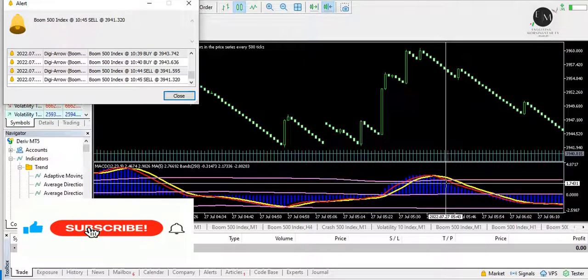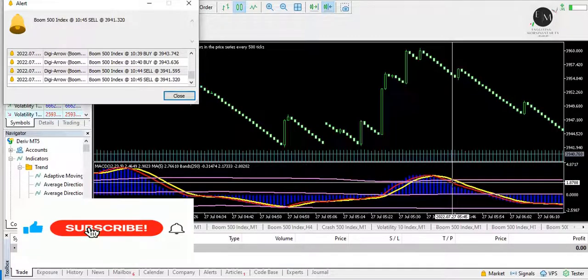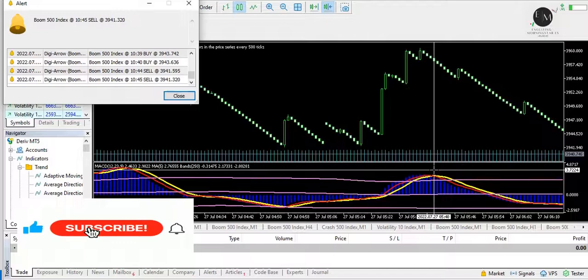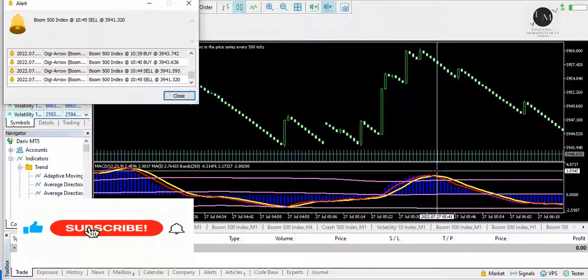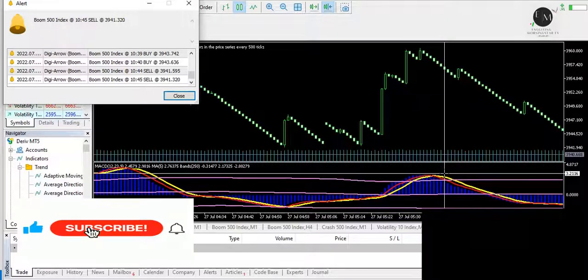1, 2, 3. As you can see, like I said earlier on, sometimes you can even make up to 5, but it depends on your equity. But for the sake of those with small accounts, I will advise not to do more than 3 candles. 1, 2, 3, and you're out.